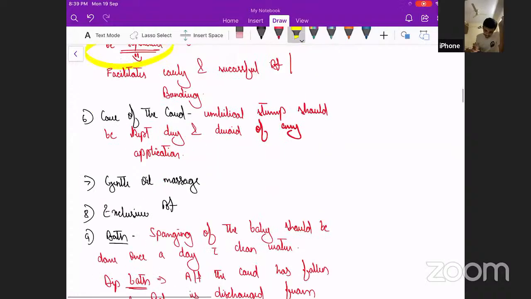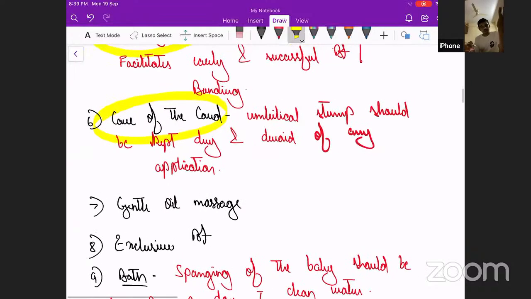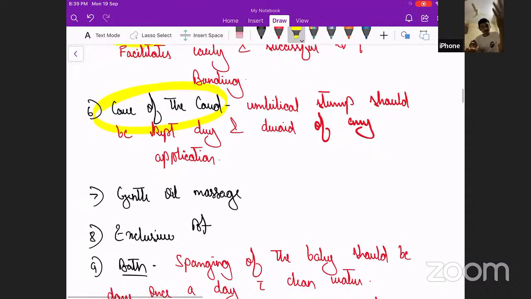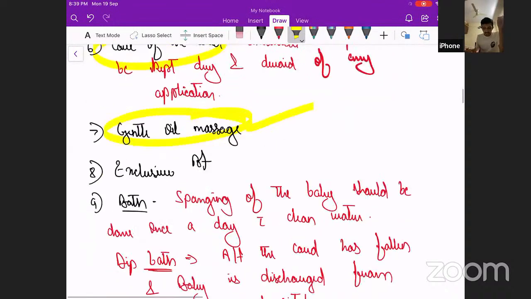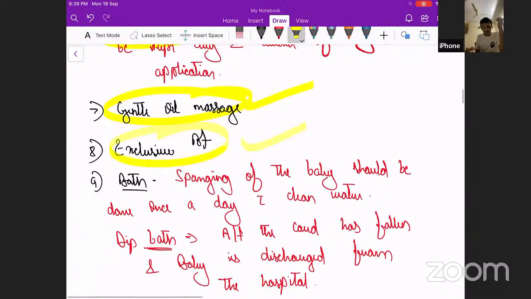Next is care of the cord. We'll again have to counsel parents regarding care of the cord because there are many practices that they follow. We'll also have to counsel that exclusive breastfeeding has to be done because some top feeds are given at the time of birth as part of cultural practices. That comes as part of counseling itself. Gentle oil massage is recommended. Exclusive breastfeeding, again, as told.